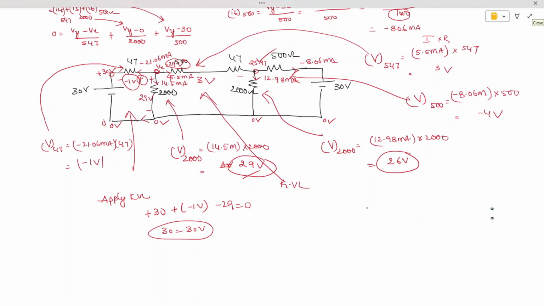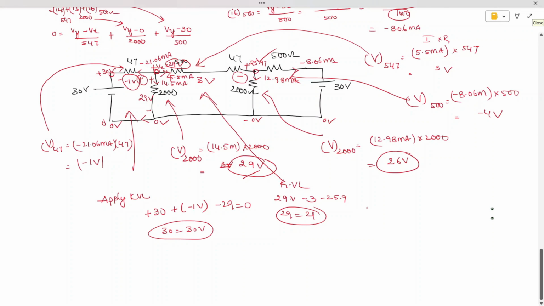KVL. Okay. So what is the voltage at this point? 29. So 29 volts, and leaving terminal is how much? Minus 3. And here this is a 25 and this is minus 25.9. So if you do average, 29 is equal to 29. Your KVL is verified. So all the voltages are balanced.